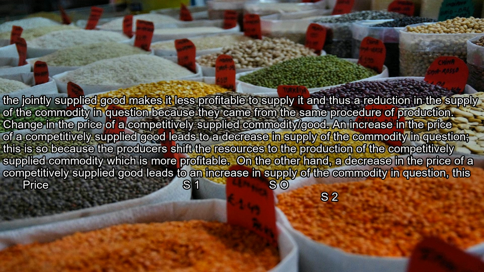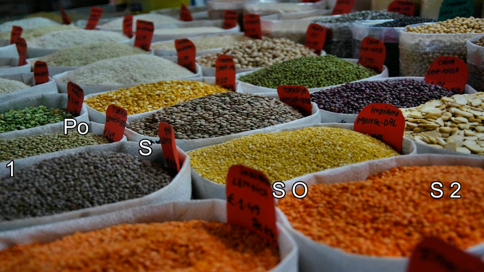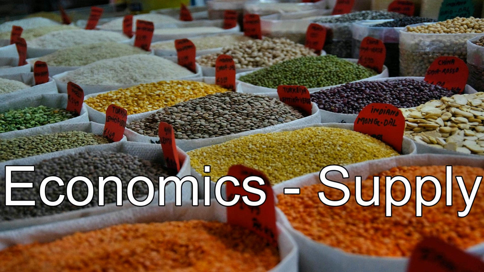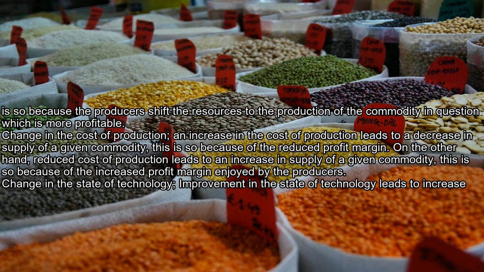Change in the price of a competitively supplied commodity or good. An increase in the price of a competitively supplied good leads to a decrease in supply of the commodity in question. This is so because the producers shift the resources to the production of the competitively supplied commodity, which is more profitable. On the other hand, a decrease in the price of a competitively supplied good leads to an increase in supply of the commodity in question. This is so because the producers shift the resources to the production of the commodity in question, which is more profitable.